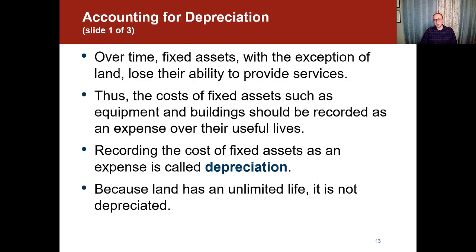So let me stop here. In the next video, we're going to be going over depreciation, and we'll talk about accounting for depreciation. We'll see the different depreciation methods used in fixed assets.